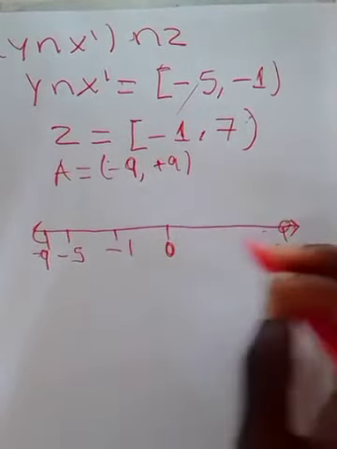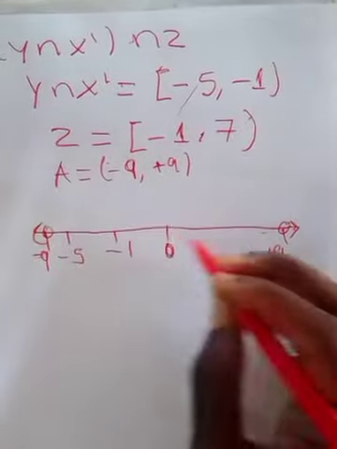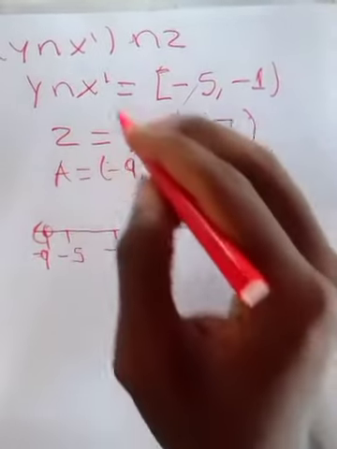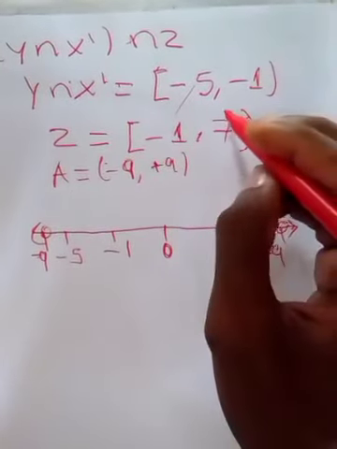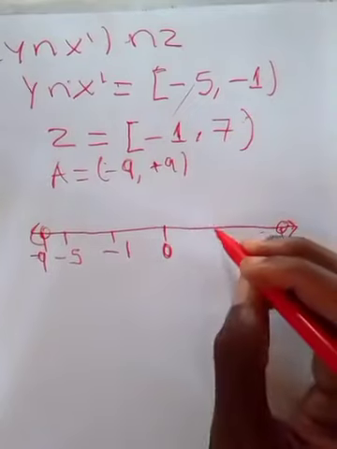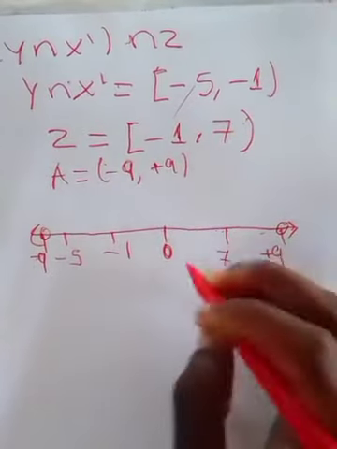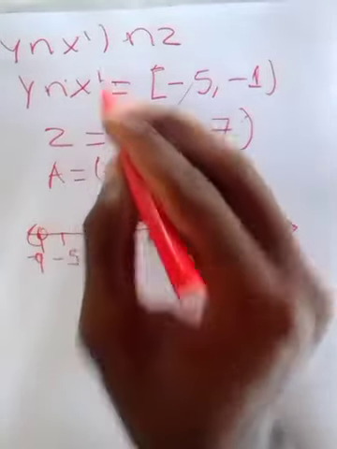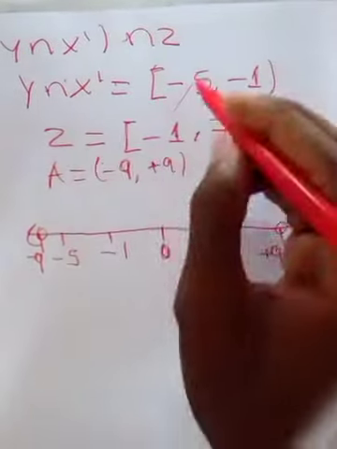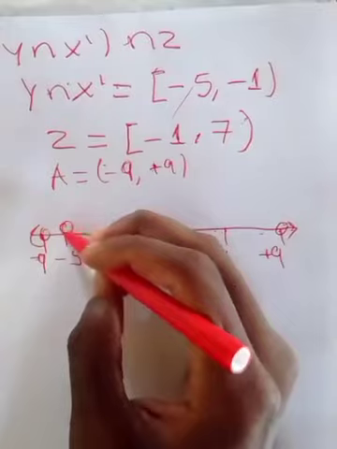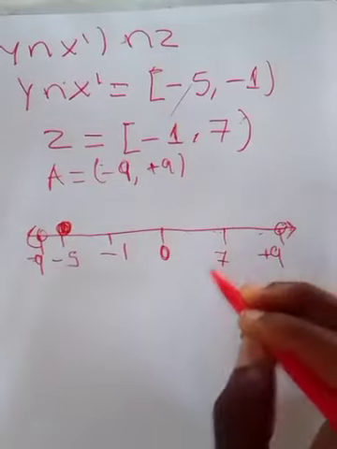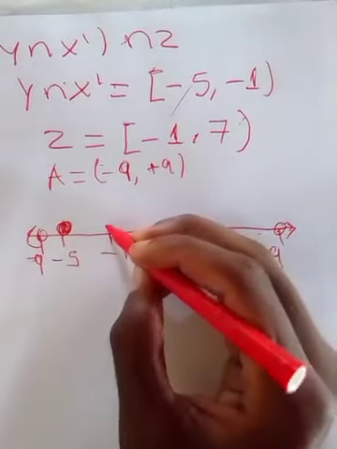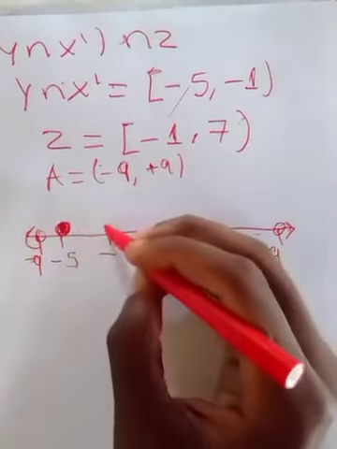Okay, so let's show now this one. On the positive side, what are we having? We're having even 7, right? So let's show now y intersection x complement. It is starting from 5 here, and it is shaded. Okay, it is going up to where? Up to A. It's going up to A, and it is not shaded.